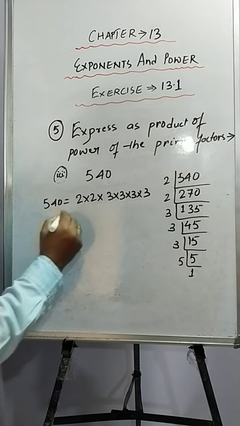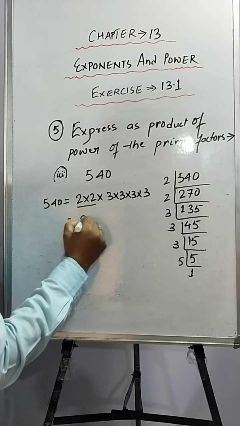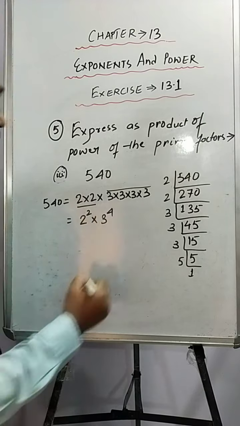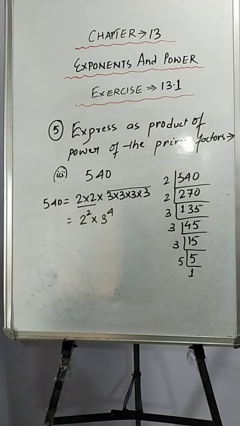Okay, so how many 2's are there? 2. So 2 to the power 2. How many 3's are there? 3 to the power 4. So this is the product of powers of the prime factors of 540. Fine. So now let's move on to question number 6.